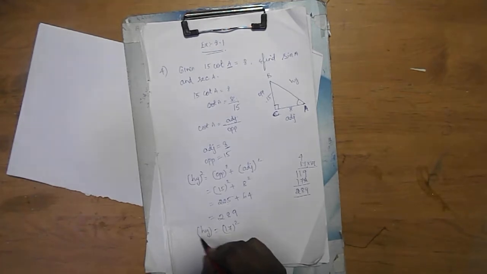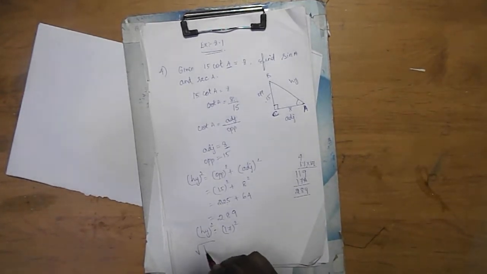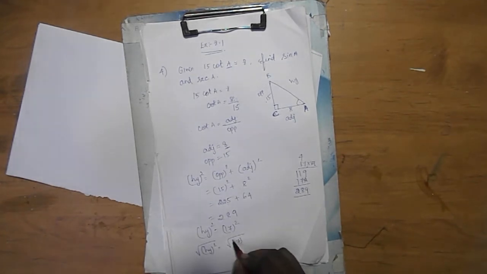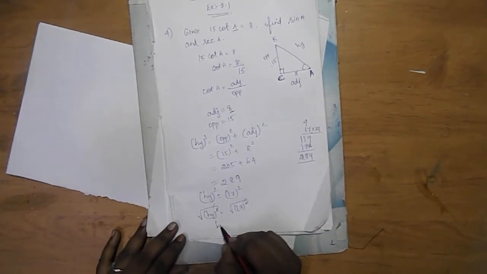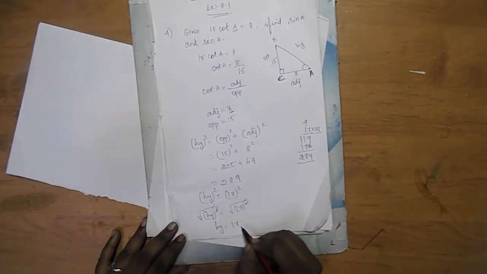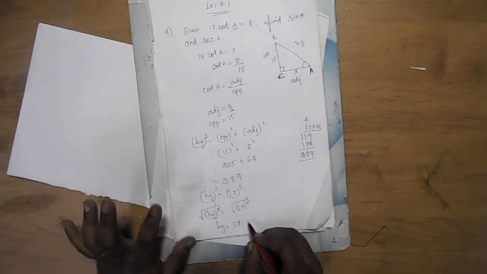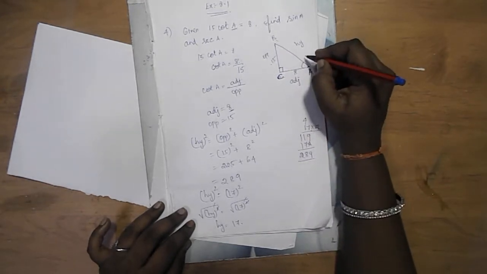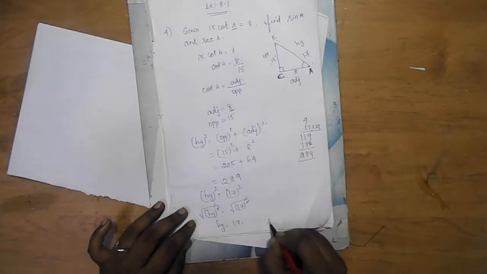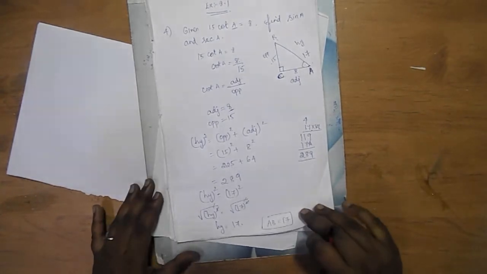So hypotenuse square equal to 17 square. Taking square root on both sides. So square root and square will be cancelled. We get hypotenuse equal to 17. Okay. So in centimeter. So hypotenuse equal to 17. Hypotenuse is AB. So AB is 17. Therefore AB value is 17. Okay. Next.